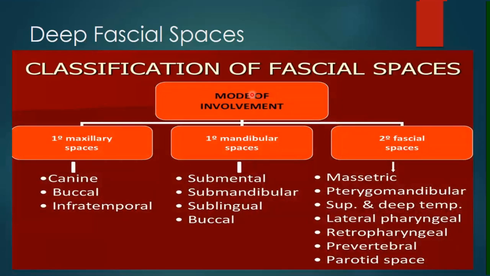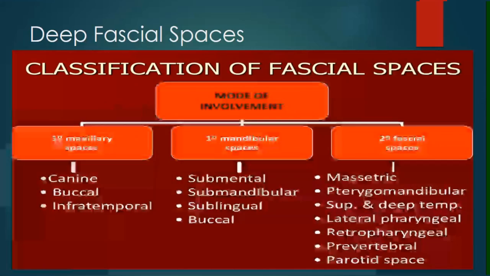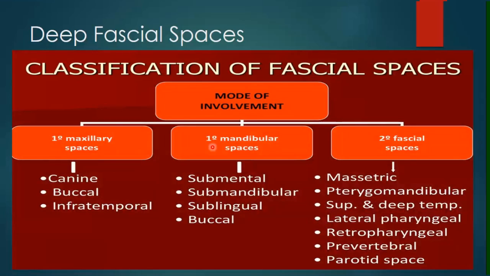So we can classify them based on the mode of involvement. It's going to be primary involvement or secondary involvement spaces. So primary, what do you mean by primary? That they have a direct connection with the infected tooth. Like we have a canine, fossa, buccal, and infratemporal.